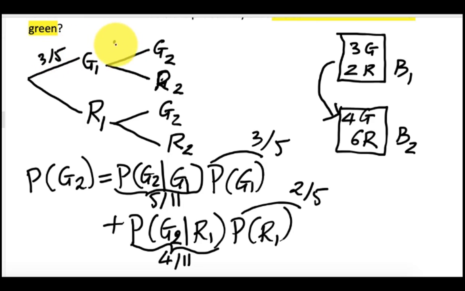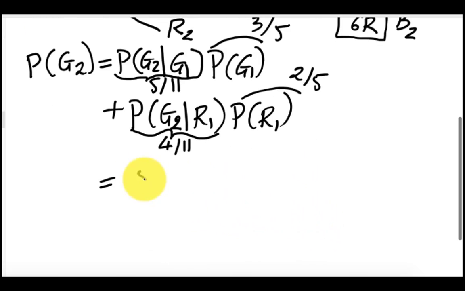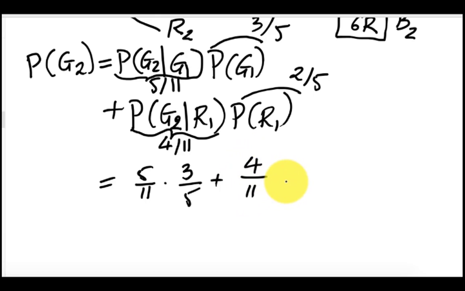So you see that in this tree, you get 3 over 5, right? And then you get 5 over 11. And this is 2 over 5. And you have 4 over 11. You plug everything into this expression to get 5 over 11 times 3 over 5 plus 4 over 11 times 2 over 5. And hope that you can do the math to get the answer.